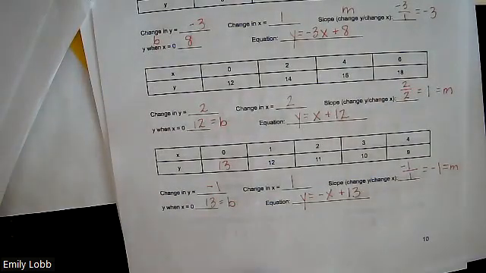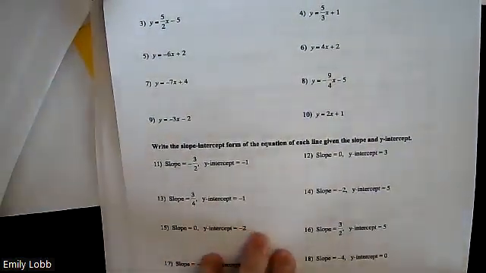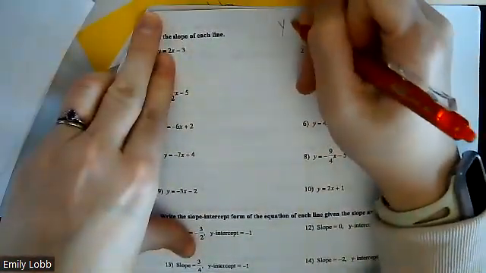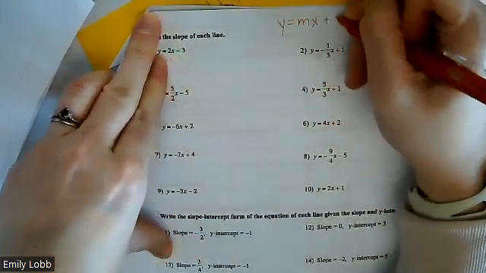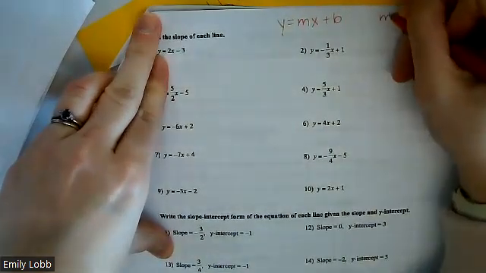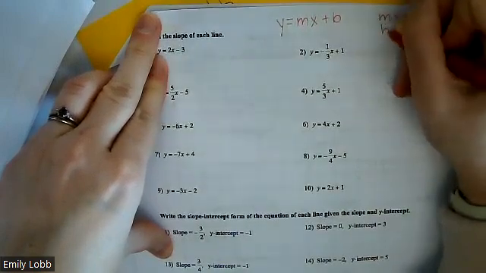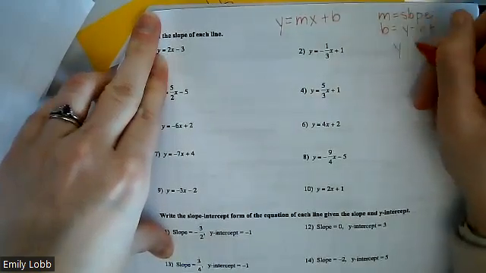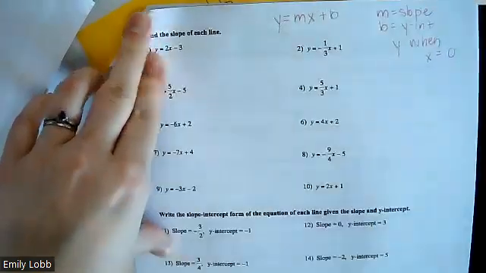All right, so we did 9 and 10 together. Now you're going to do the same thing on pages 11 and 12. Remember, you're using the form of y equals mx plus b. Remember, m is equal to our slope, and b is equal to our y-intercept. This is y when x equals 0.